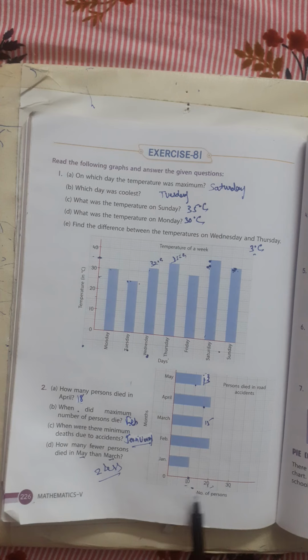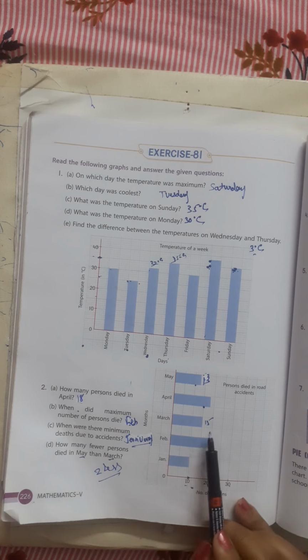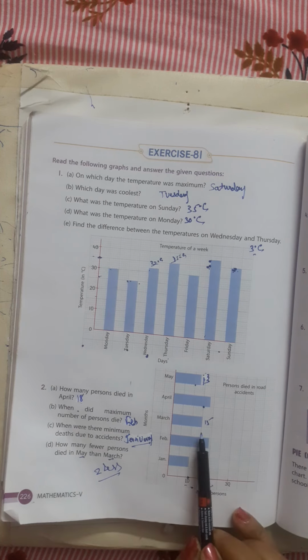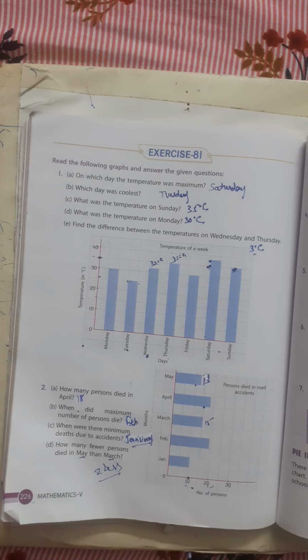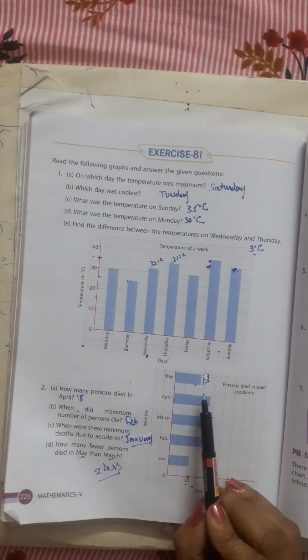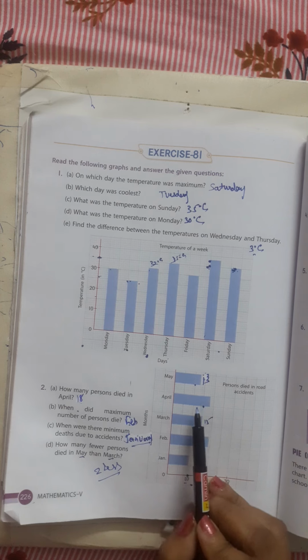10 and 20 के बीच का exact, this is 15, and 10 और 20 के बीच में 10 का difference है, and one big square is equal to 5. So we can say this is showing 15. How many persons died in the month of March? 15. Now we will find out how many persons died due to road accident in the month of May.